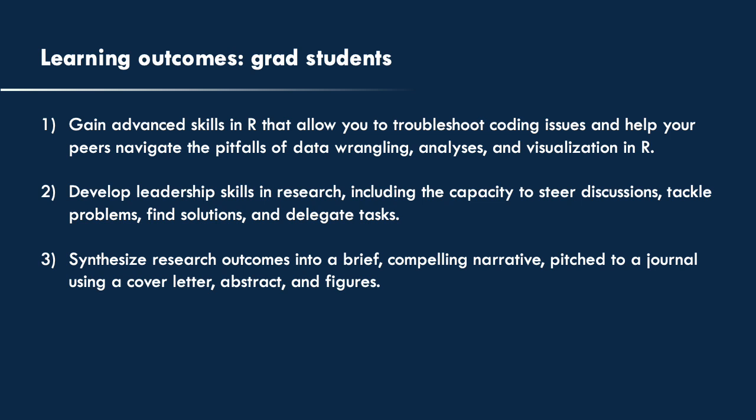The learning outcomes for graduate students are three extra ones. First of all, I want you to gain advanced skills in R, where you can troubleshoot and help other people troubleshoot their own issues. I want you to develop some leadership skills in research, meaning a capacity to steer discussions, make decisions, find solutions in delicate tasks, and also to synthesize research outcomes in a brief and very compelling pitch to a journal using a cover letter, an abstract, and a couple of figures.